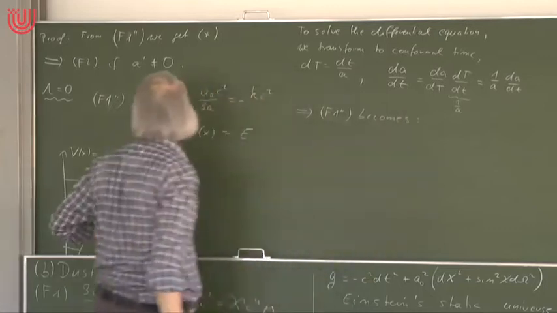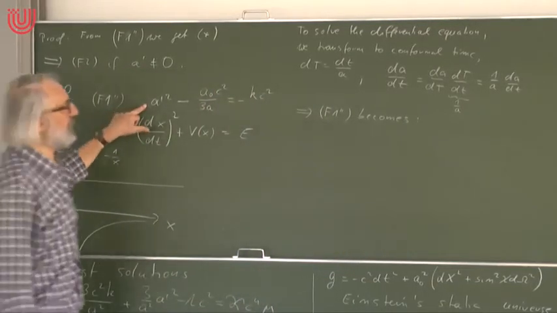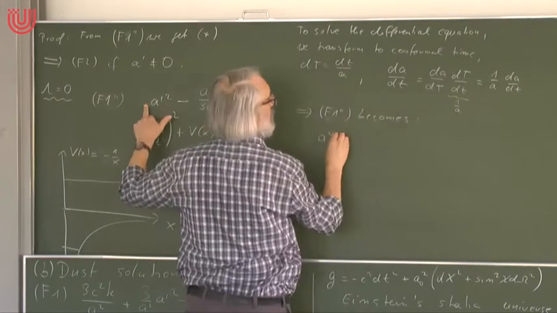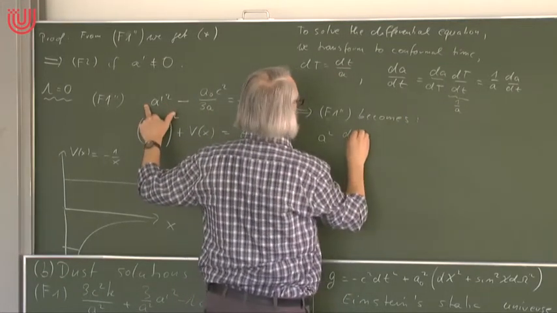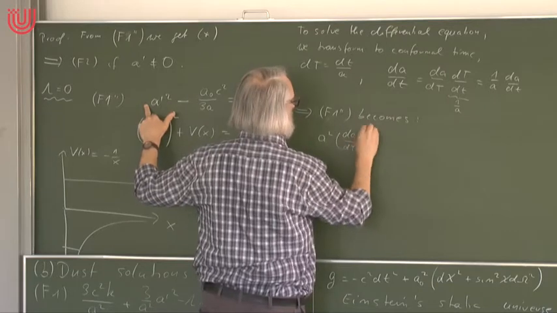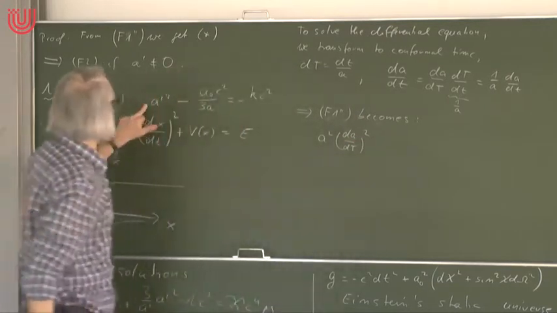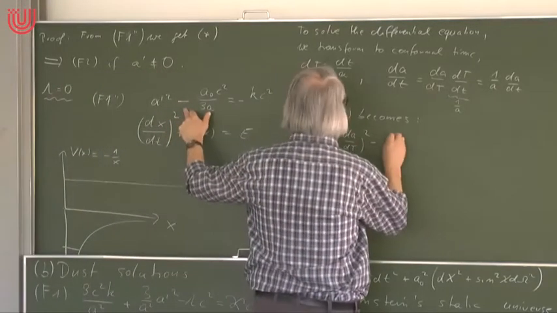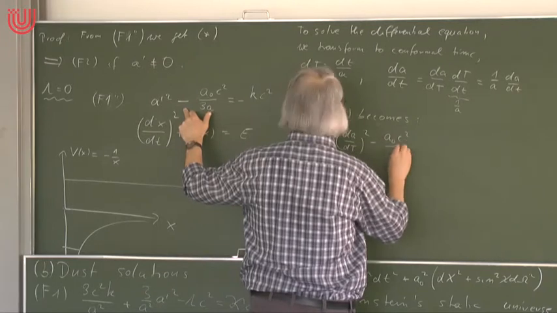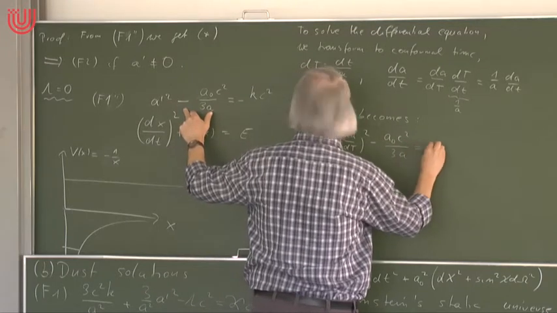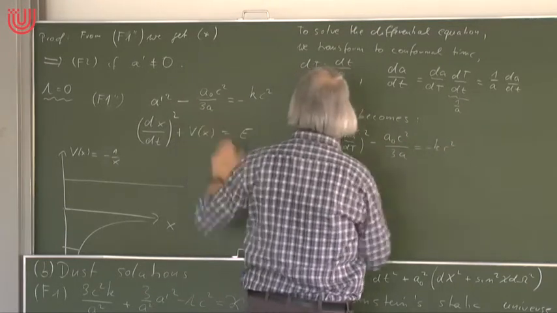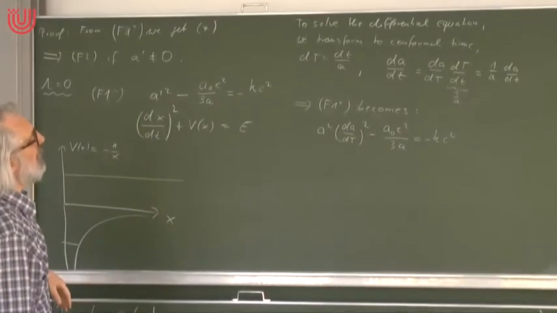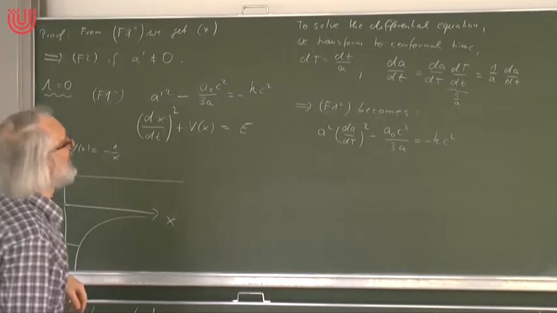If I rewrite it in terms of the conformal time, I have dA by dt squared. So this is a squared times dA by d capital T squared. Okay? This is dA by d little t squared, this term here. And then I have minus a naught c squared over 3a is minus k times c squared. Oops. No, it's the other way around, right? I hope so, because this doesn't look good. Where did I make a mistake?